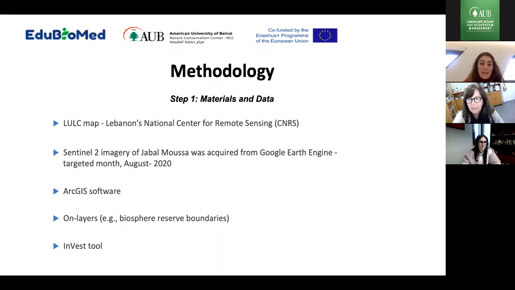So what I did was get an image from Google Earth of Jabal Moussa. The targeted month was August because it had a clear view of the vegetation, and it's during this month that most crops grow. And I used the ArcGIS software with OnLayers, the APJM team. Finally I used InVEST.